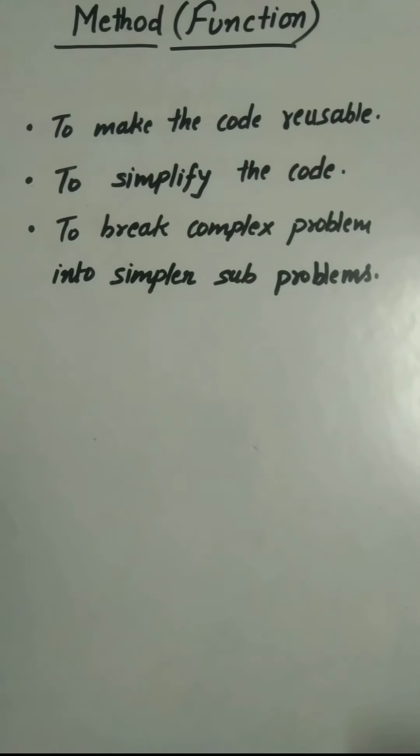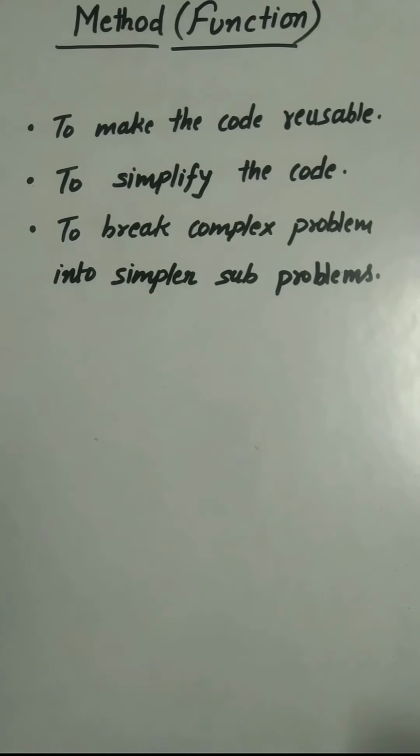Methods are declared inside the body of the class, but immediately after the declaration of instance variables. We have to start methods after the declaration of instance variables. Collectively, the methods and variables defined within a class are called members of the class.